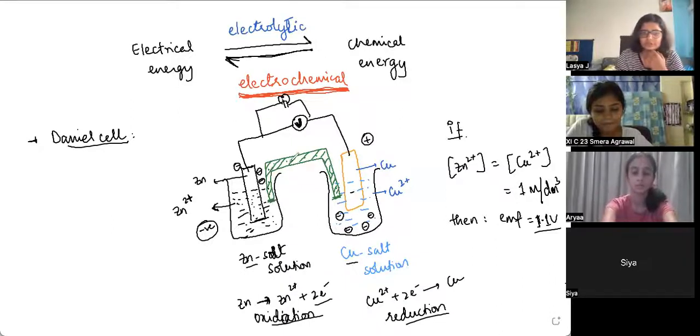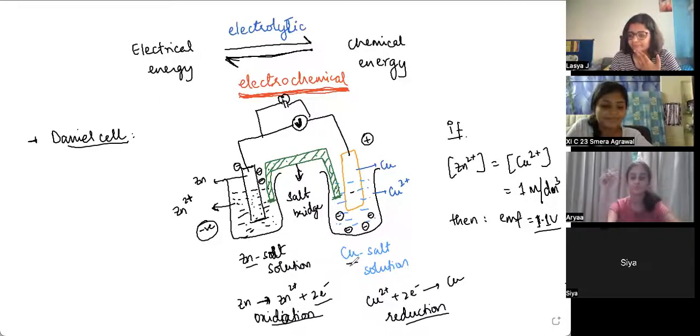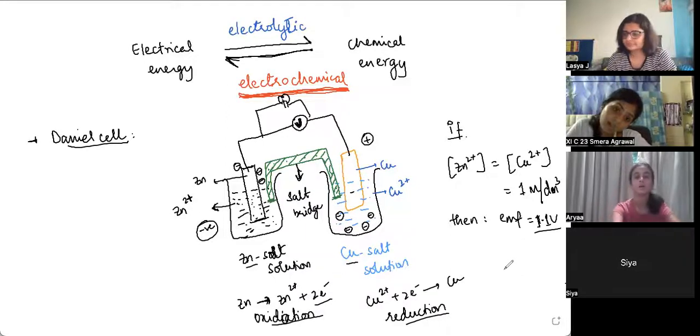This is the salt bridge. 1 dm cube is 1 liter.